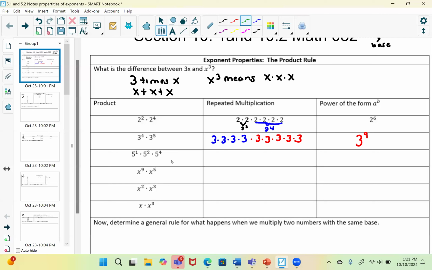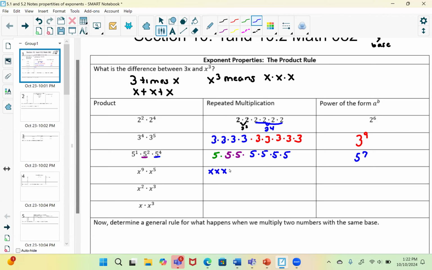This one is kind of the same idea with multiple factors. I have 5 to the first, so that's just 5. Then I have 5 squared, which is 5 times 5. And then I have 5 to the fourth, which is 5 times 5 times 5 times 5. If I count how many 5s I have: 1, 2, 3, 4, 5, 6, 7, so I have 5 to the 7th power. I can do that with variables too. So x to the 9th means I'm going to have x multiplied by itself 9 times.